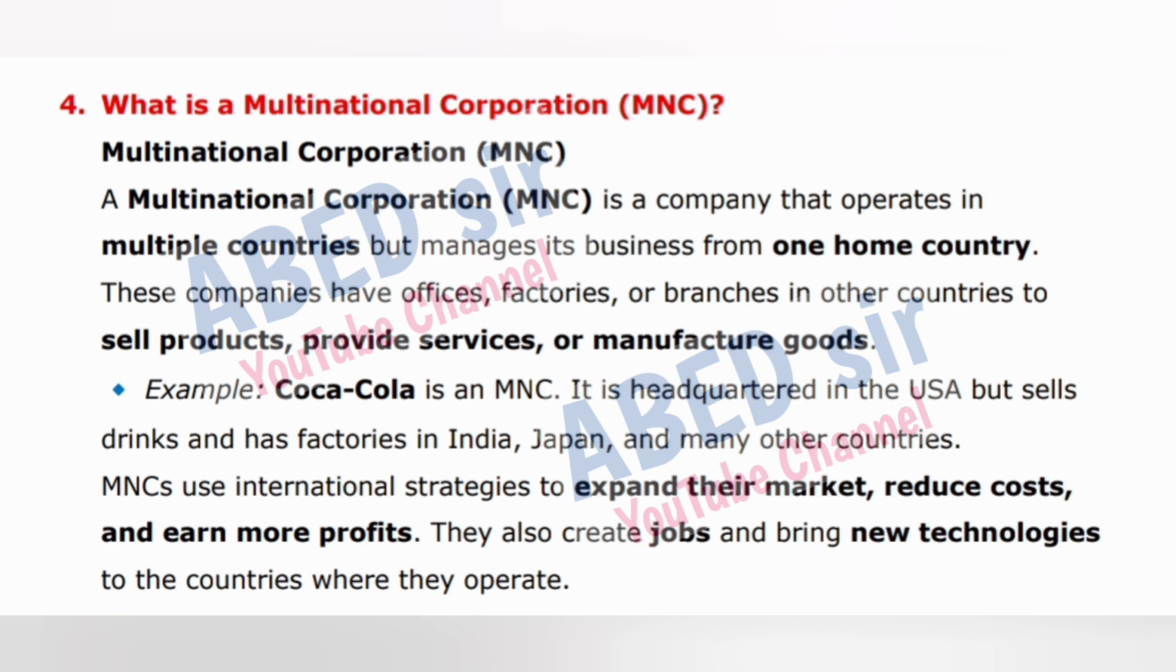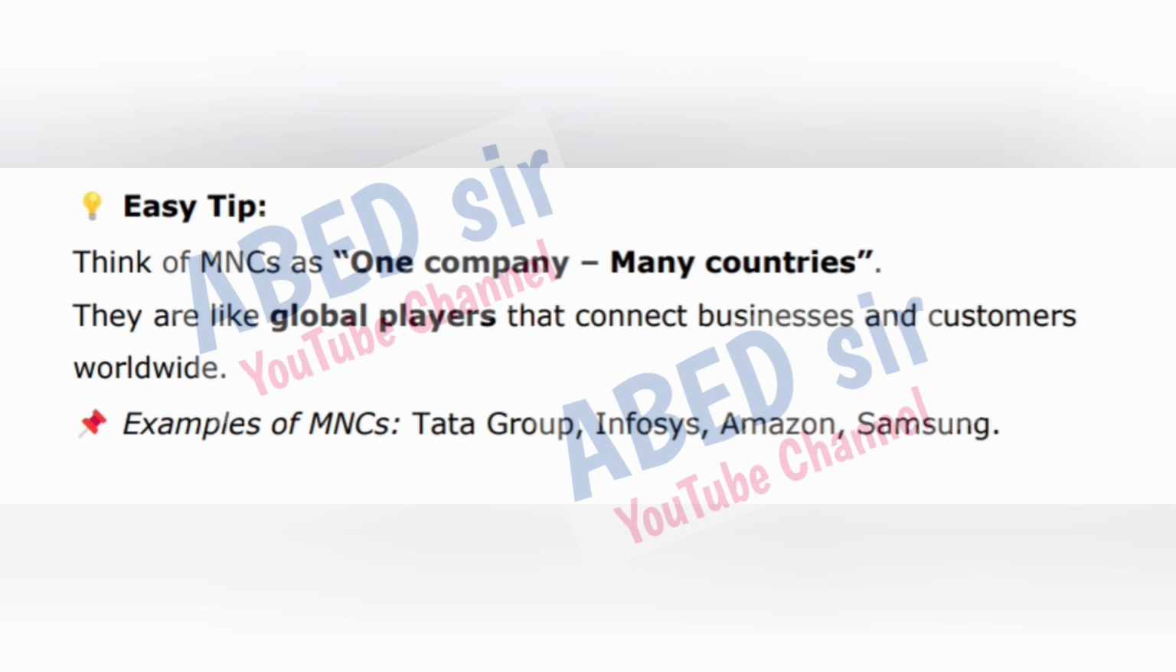Example, Coca-Cola is an MNC. It is headquartered in the USA but sells drinks and has factories in India, Japan, and many other countries. MNCs use international strategies to expand their market, reduce costs, and earn more profits. They also create jobs and bring new technologies to the countries where they operate. Easy tip: think of MNCs as one company, many countries. They are like global players that connect businesses and customers worldwide. Examples of MNCs: Tata Group, Infosys, Amazon, Samsung.